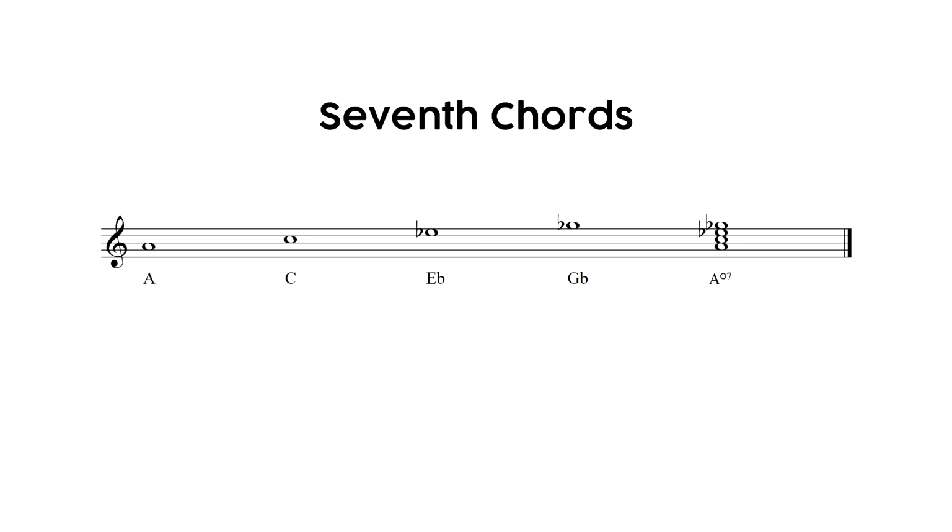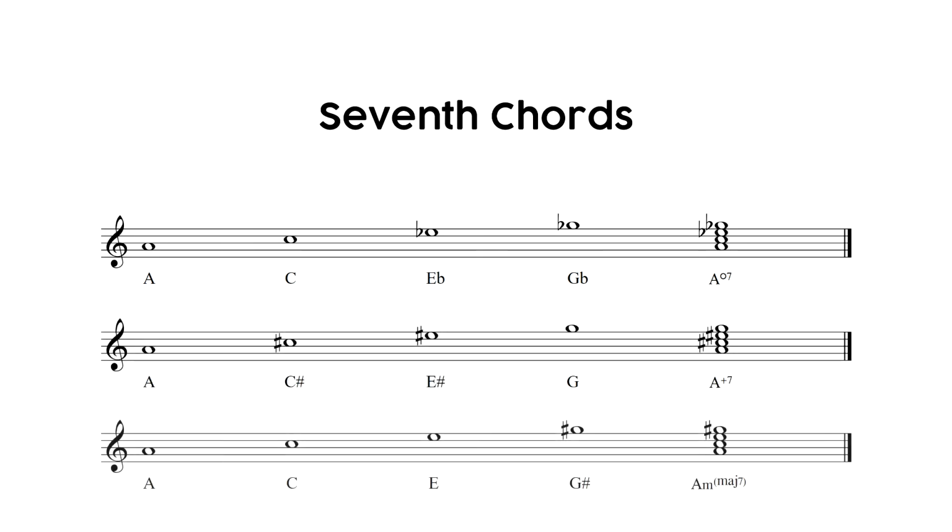This chord doesn't appear naturally in a major scale. There are also 2 other 7th chords which you don't find naturally in the major scale. These are the augmented 7th chord and the minor major 7th chord. The augmented 7th chord is characterised by an augmented chord with a minor 7th interval between the root and the 7th. The minor major 7th chord is characterised by a minor chord with a major 7th interval between the root and the 7th.